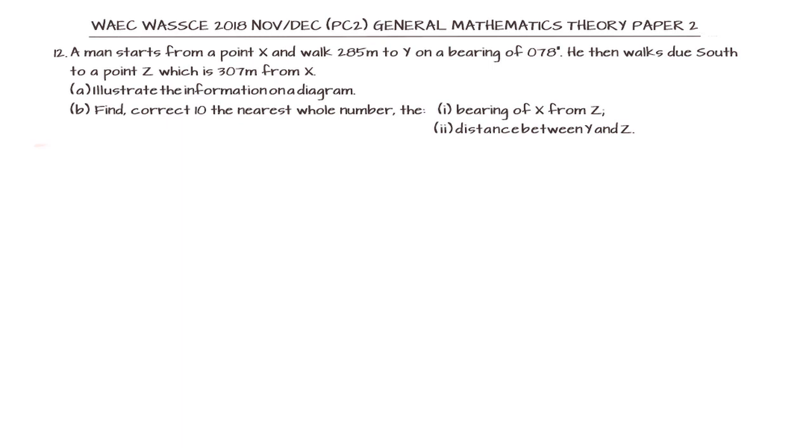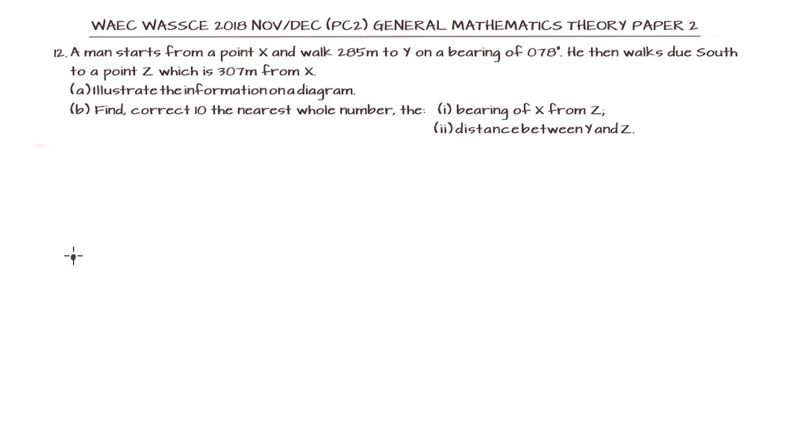We had this question on bearing. We are told that a man starts from a point X and walks 285 meters to Y on a bearing of 078 degrees. He then walks due south to a point Z, which is 307 meters from X. We are to illustrate this information on a diagram.